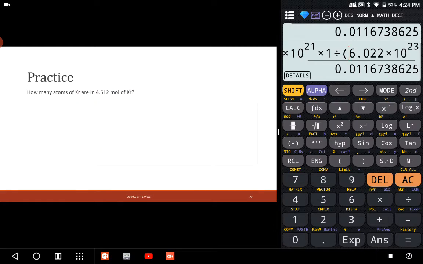All right, here's a practice problem for you. Go ahead and pause the video to work out how many atoms of krypton are in 4.512 moles of krypton. Unpause the video when you are ready to continue.